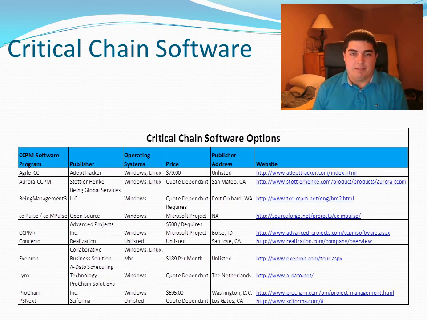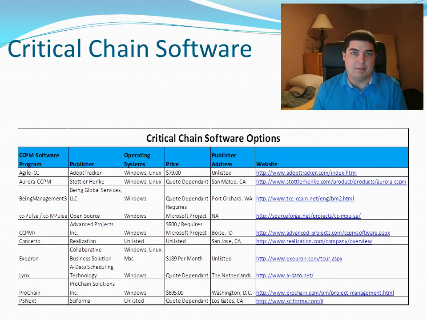On this slide, we have all the available critical chain software options. As I said before, this has Item Tracker, which is listed at $79 per application. And then the bigger one, which I will now talk about, is Aurora CCPM, and that's by Stokler and Hinkie, and that is actually used by such customers as Boeing and NASA for such programs as Dreamliner 787 and current space initiatives.